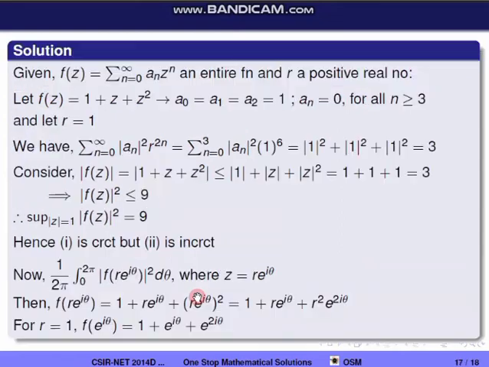So we'll check the options one by one. So f of z is equal to sigma n is equal to 0 to infinity, a n z to the power n, an entire function, and r is a positive real number. So I am defining a function like that.